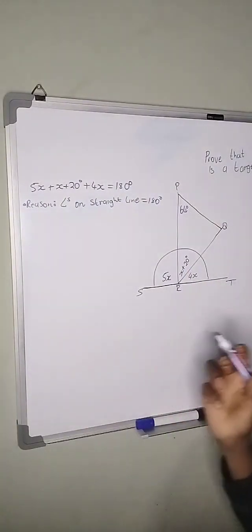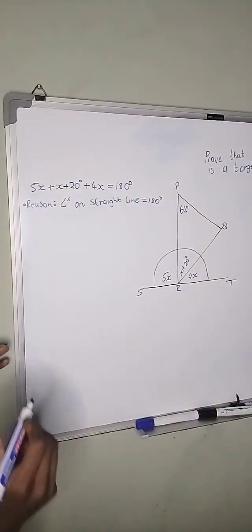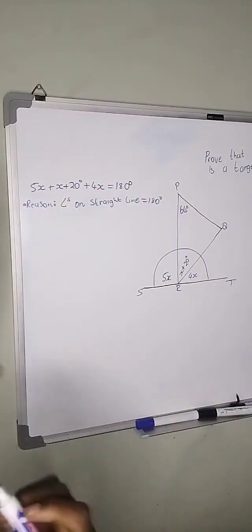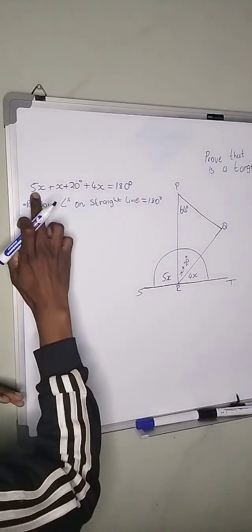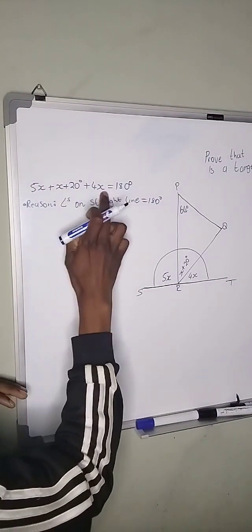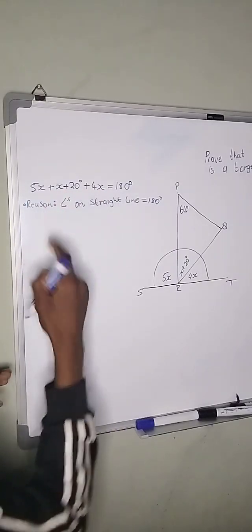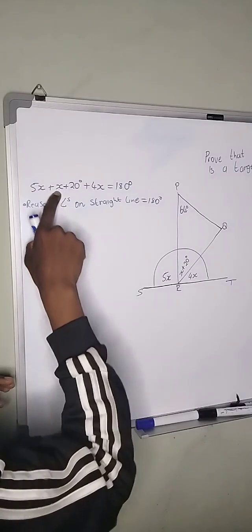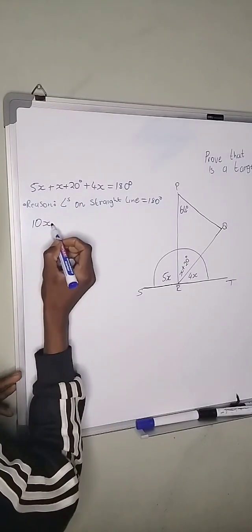No fancy English. So now what are we going to do? We are going to add the like terms. So we are going to have 5x plus x plus 4x. So 5x plus x is 6x, and 6 plus 4 is going to be 10. So I'm going to have 10x.